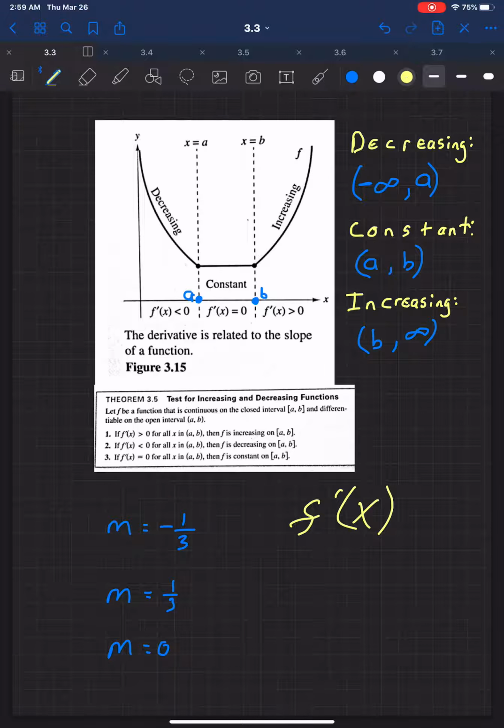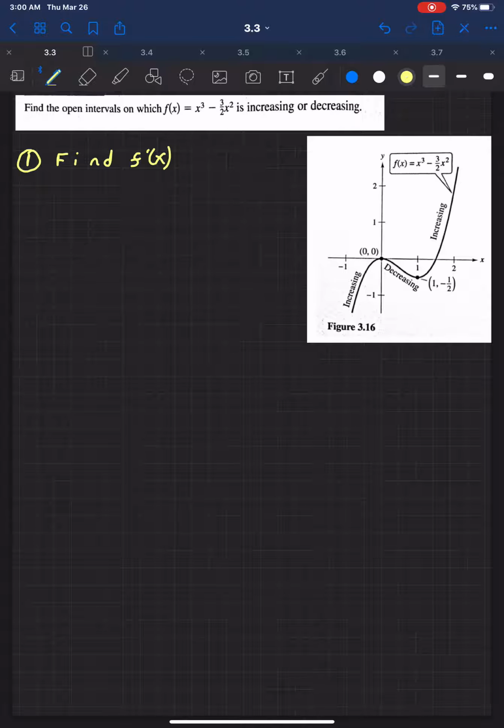Now, that's increasing or decreasing at a single point. What if you want to talk about increasing or decreasing over the entire graph? Well, the derivative is going to play a role for sure, but we need a little bit more work in order to talk about where it's increasing or decreasing through the entire graph. Okay, no more theory. Let's jump in.